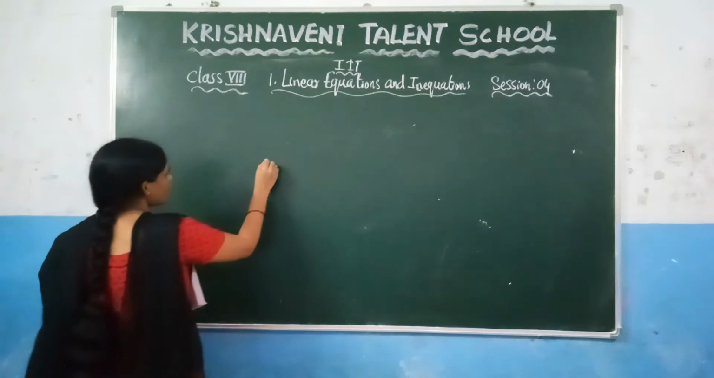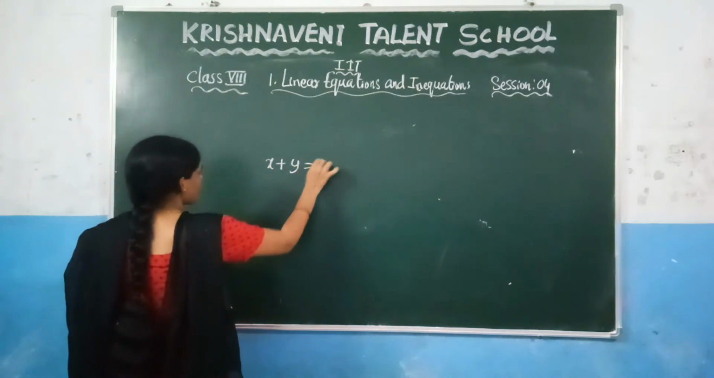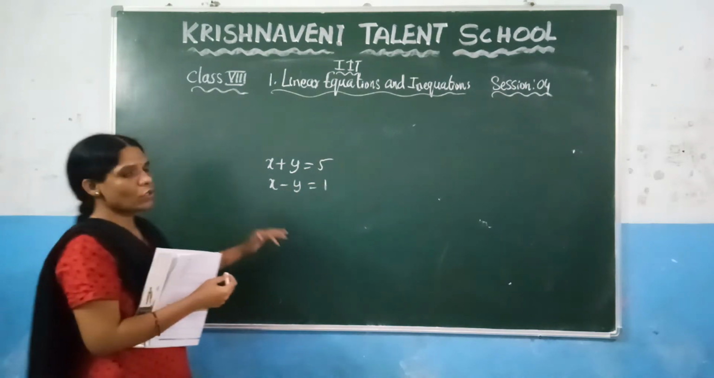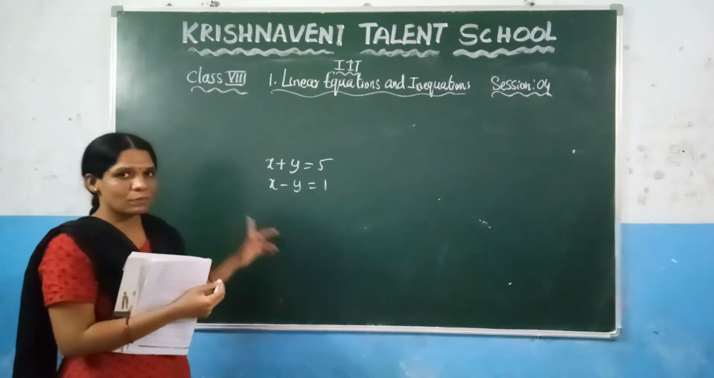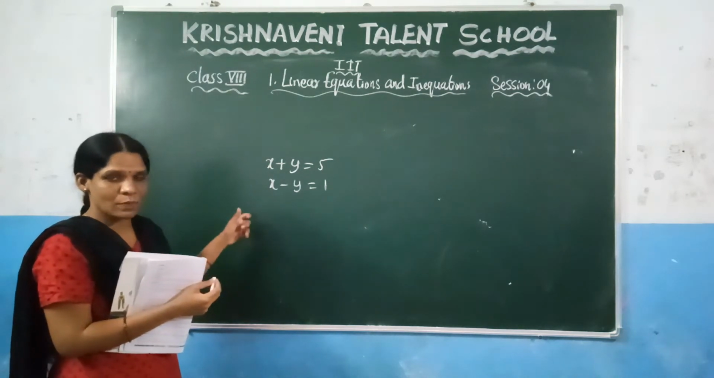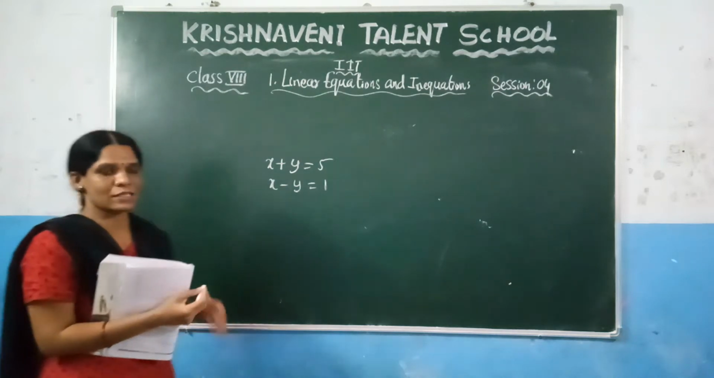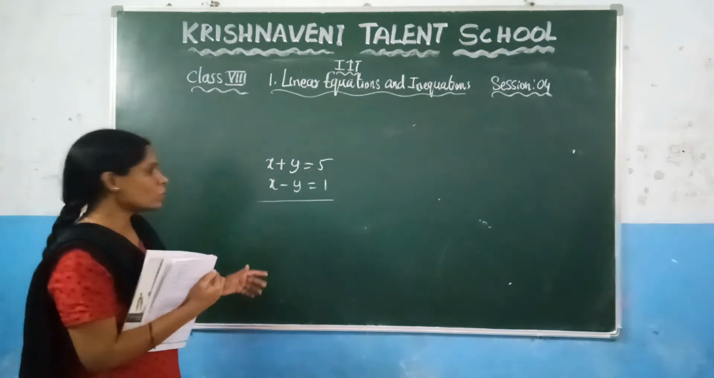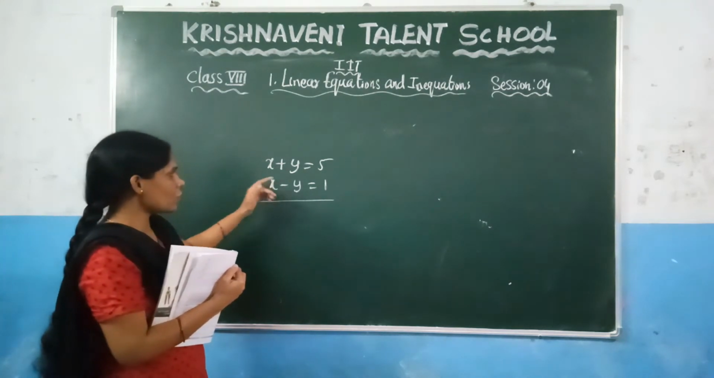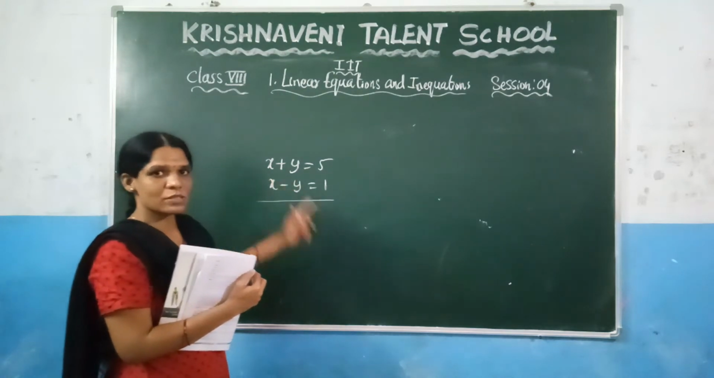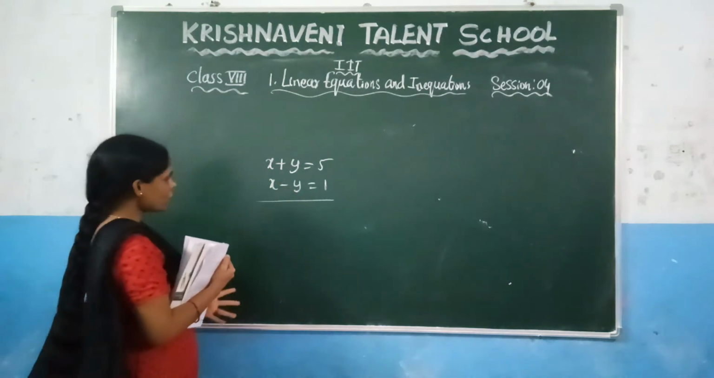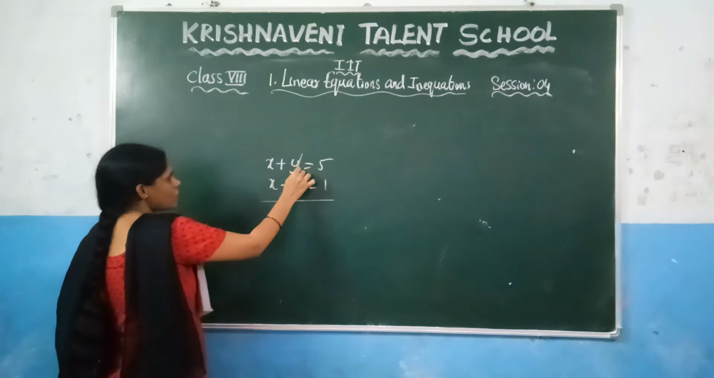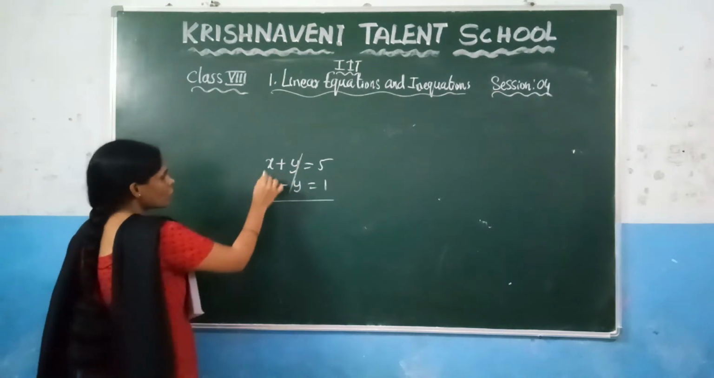Suppose you are given x plus y is equal to 5 and x minus y is equal to 1. If you want to find the values of x and y, you need to eliminate one variable, because the process is nothing but elimination by cancellation. First check whether you need to add or subtract these two equations. Here, while adding, the y terms get cancelled, because here plus y is there, here minus y is there. So you can add these two equations.